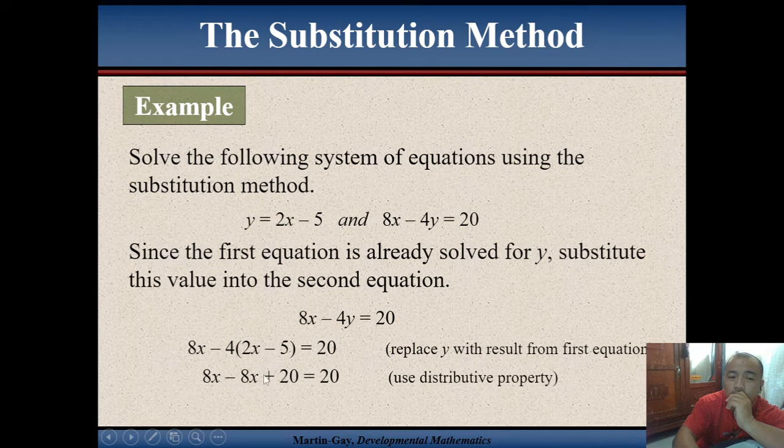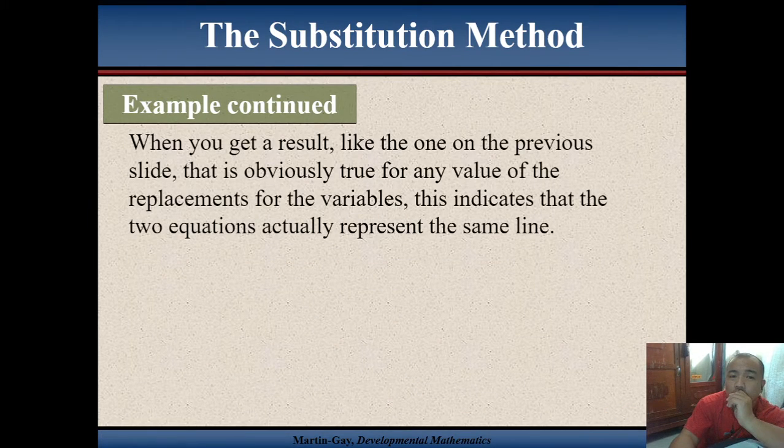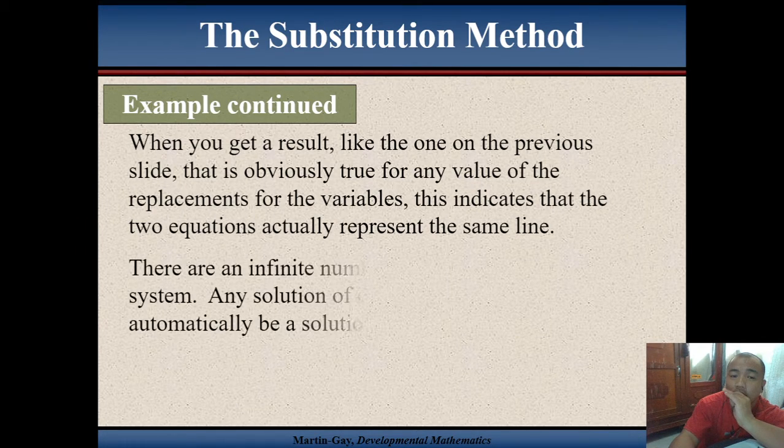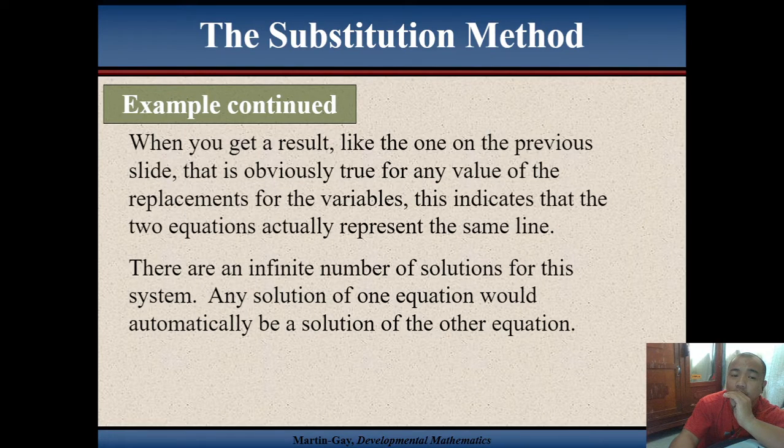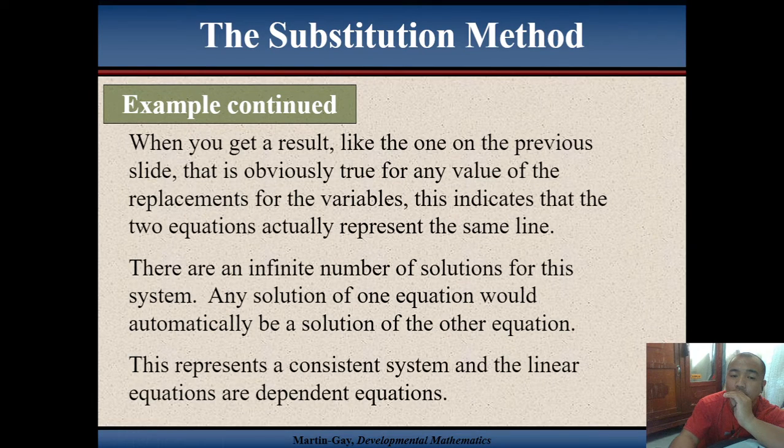Distributive property: 8x minus 8x plus 20 equals 20. 8x minus 8x is 0. 20 equals 20, so 0 equals 0. So how's this? When you get a result like the one in the previous slide, that is obviously true for any value of the replacements for the variables. This indicates that the two equations actually represent the same line. So I think there are an infinite number of solutions for this system. Any solution of one equation would automatically be a solution of the other equation. This represents a consistent system, and the linear equations are dependent equations.